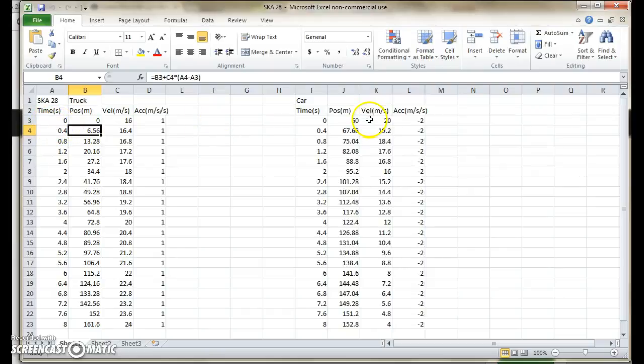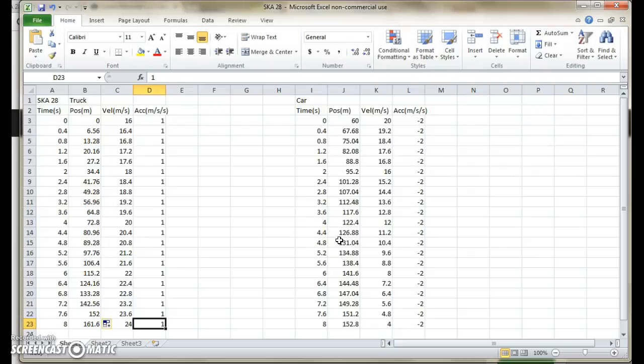And then for the car, I did the same thing, except the acceleration was -2. The equation for velocity is the same as the equation for the truck, and the equation for position was also the same as the equation for the truck. And then to take those equations, I got the corner of the cell and dragged it all the way down, and that gave me the rest of my values.